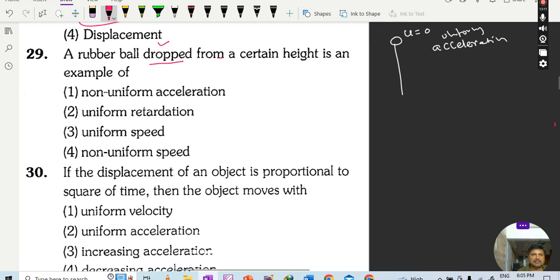So option 1 is the wrong answer. It is moving with uniform acceleration. Option 2 is also a wrong answer, because it is moving with uniform acceleration. And the third option is uniform speed, but your speed is not uniform. Your speed is increasing for each second. So it is also a wrong answer, and it is moving with non-uniform speed. So option 4 is the right answer.